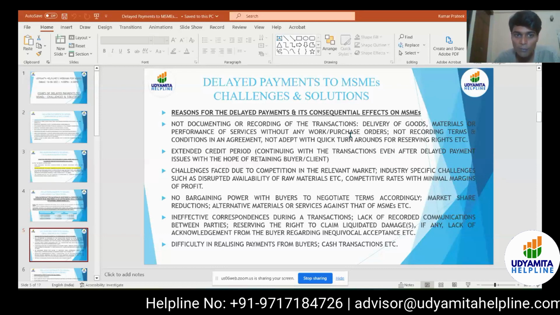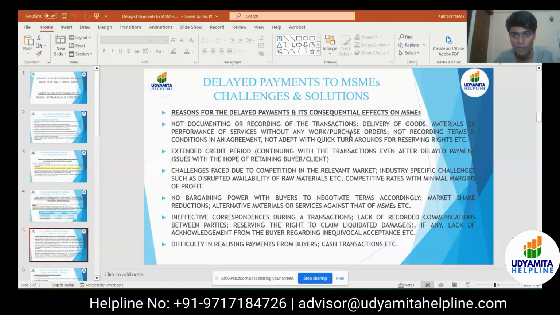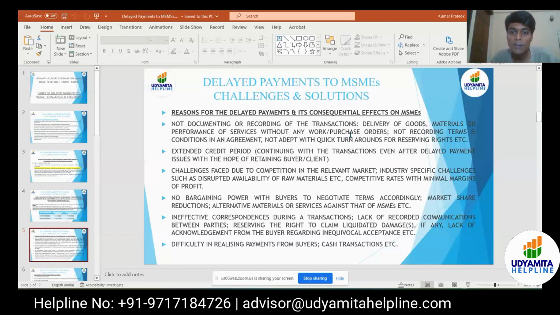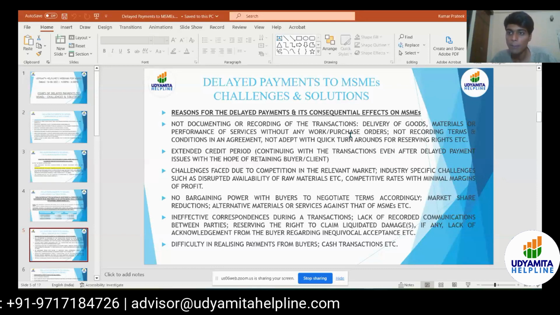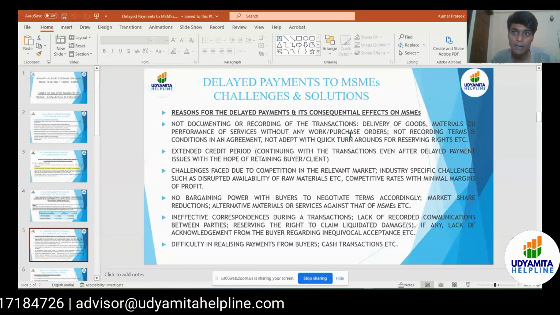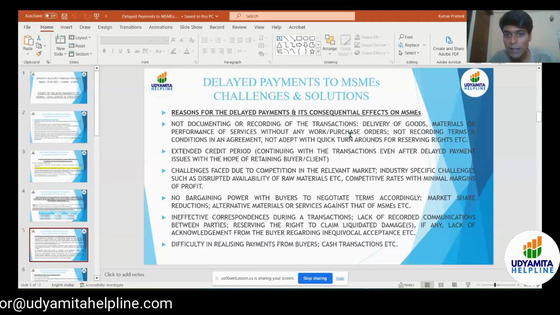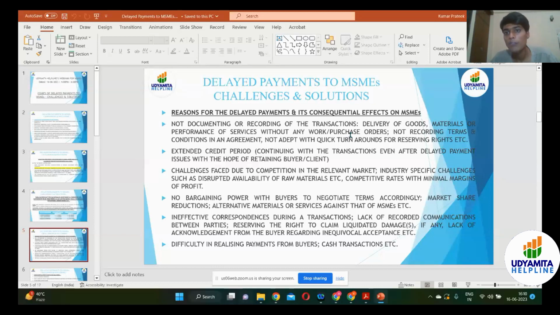Now, the delivery of goods, materials, or performance of services without any work or purchase orders. As I stated, supplying goods or services without any work or purchase orders is not something that many enterprises keep in mind or take really good care of. But when these disputes occur, these transaction documents, the contracts, work orders and purchase orders become really important documents because they serve as a basis of how the transaction should go, of how you were engaged as a service provider or a manufacturer of goods, right?